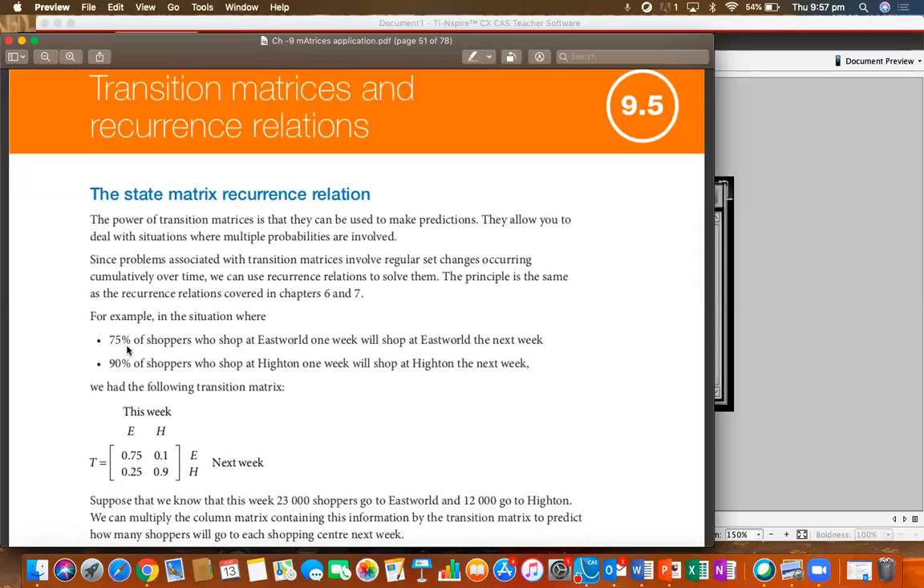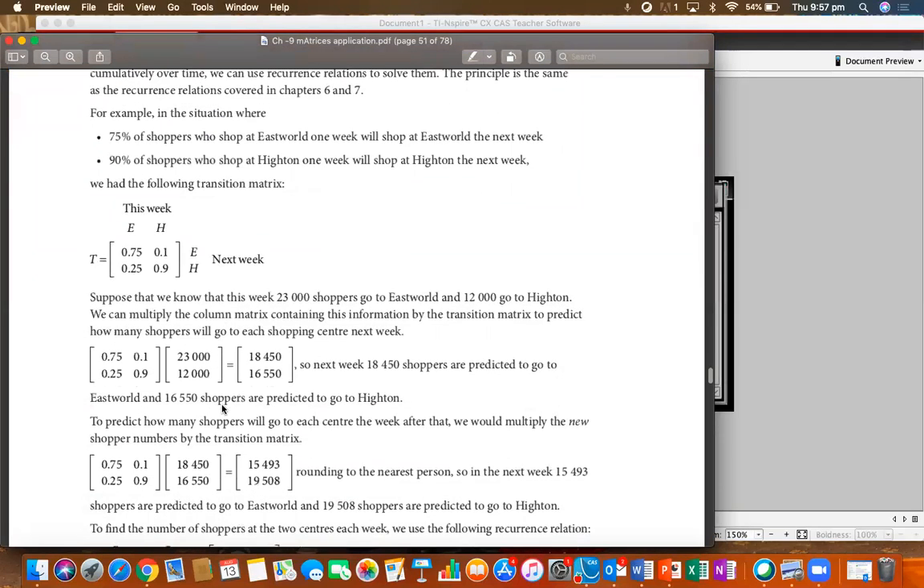For example, in the situation we looked at last time, if you remember that matrix, like 0.75, what does that mean? It means that 75% of shoppers at Eastworld one week will shop at Eastworld next week, because it's E on both sides. And 25%, or 0.25, of the shoppers who are shopping at Eastworld are going to shop at Highton next week. If you remember, we have done that last week.